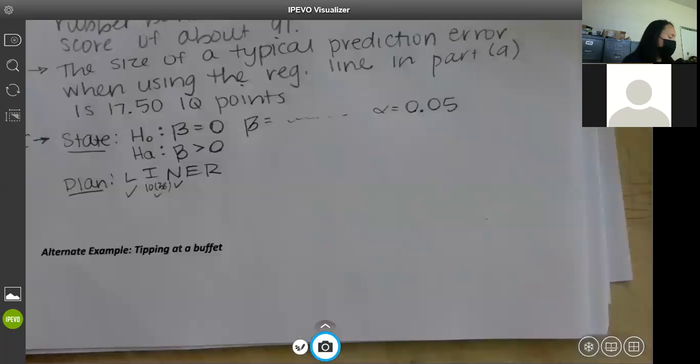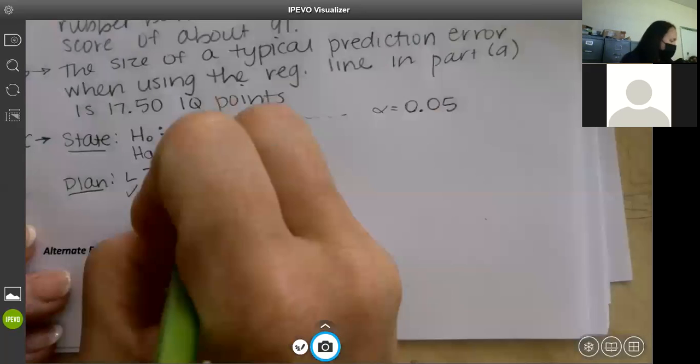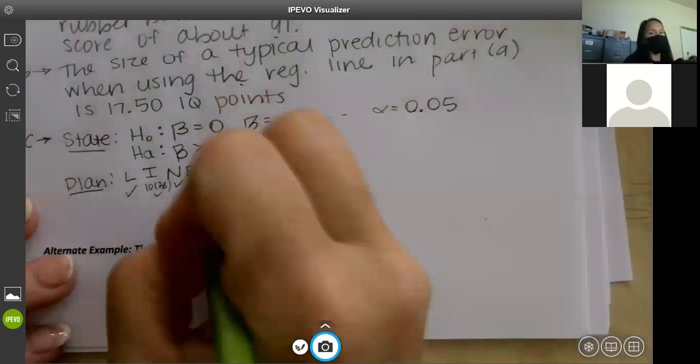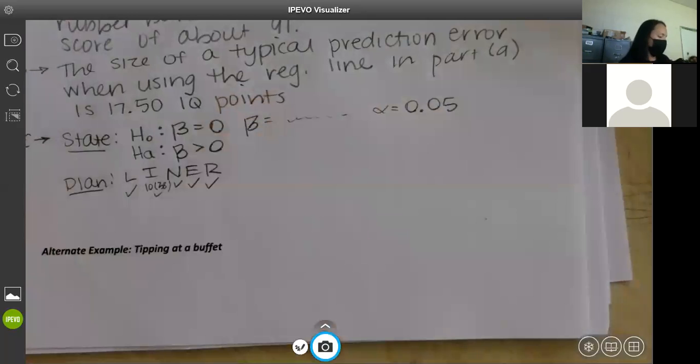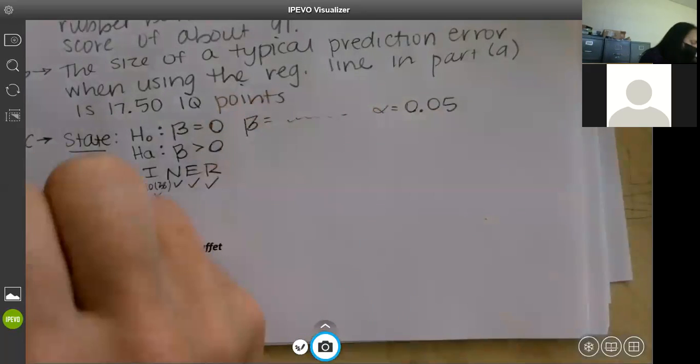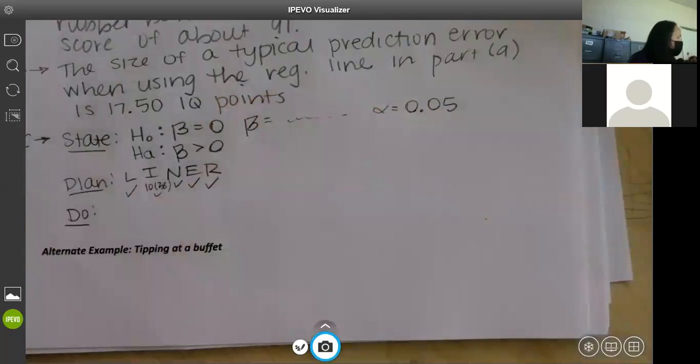Right. What about E? The residual plot is scattered around 0, equal scatter. And then R, we picked a random sample of 38 infants, so all of it passes. And then they give you your T value and your P value, okay?